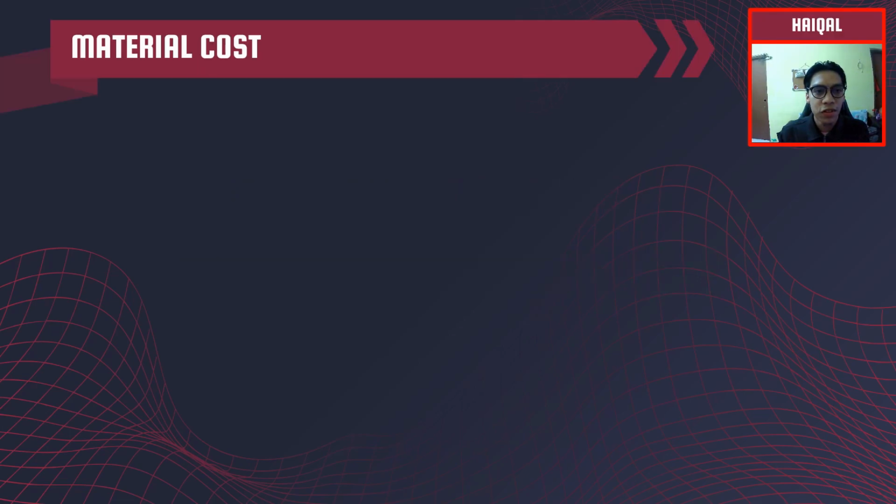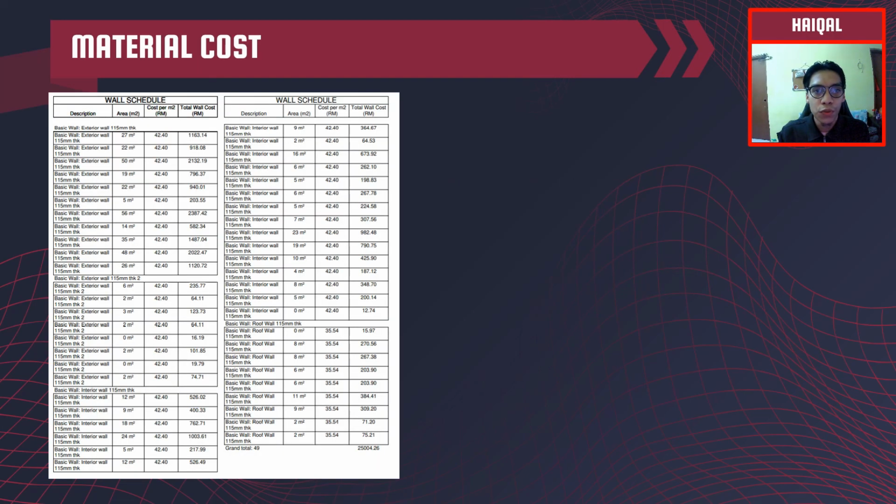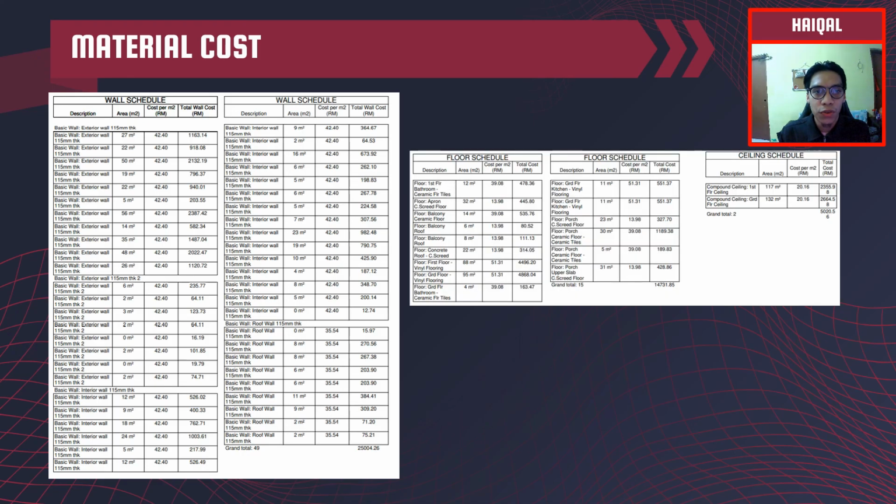Moving on to the material cost of the wall. The wall uses block work and all the sides are the same, as the cost is measured per meter square. 1 meter square costs RM42.20 and the total cost for the wall is RM25,004.26. Moving on to the floor, there are 3 types of floor that we use, which are ceramic tile, cement screed finish and vinyl flooring. The ceramic tile costs RM39.08 per meter square, while the cement screed costs RM13.98 per meter square, and the vinyl flooring costs RM51.31 per meter square.